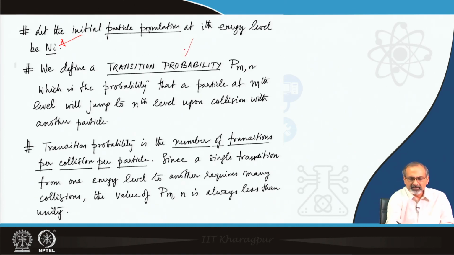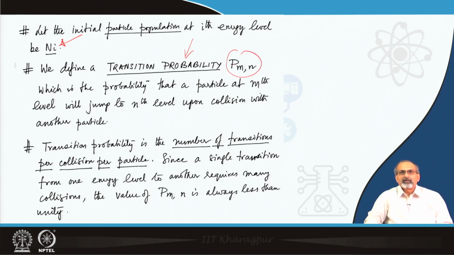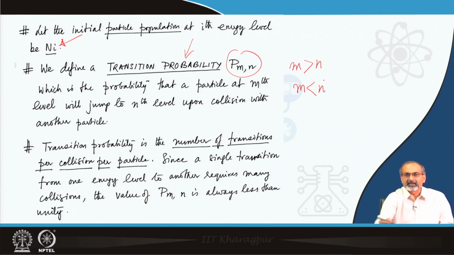Let us define a transition probability. We will indicate it with the nomenclature capital P suffix m comma n, and it is the probability that a particle at the mth energy level will jump to the nth energy level upon collision with another particle, where m could be greater than n, m could also be less than n.